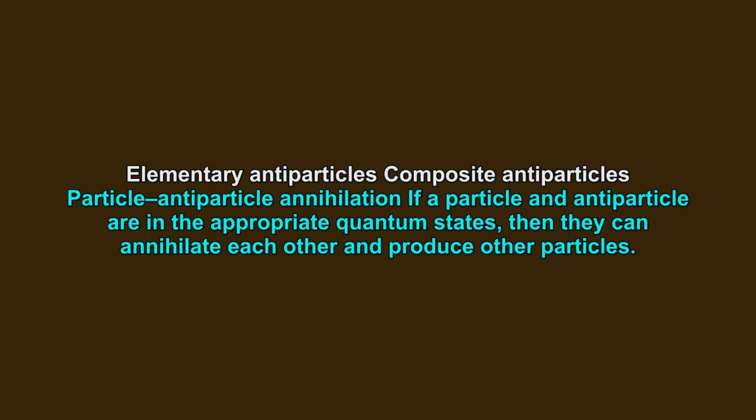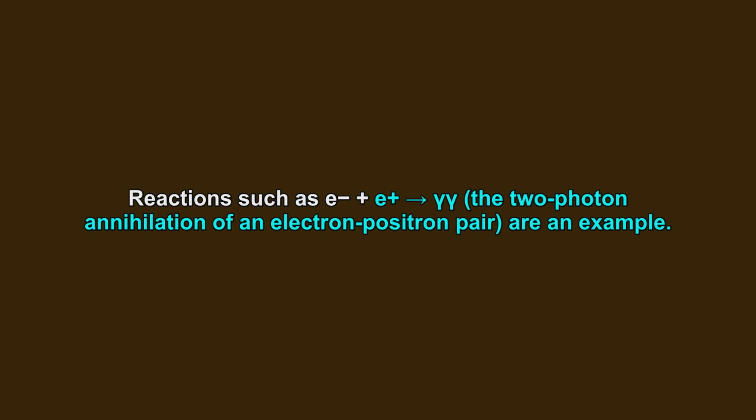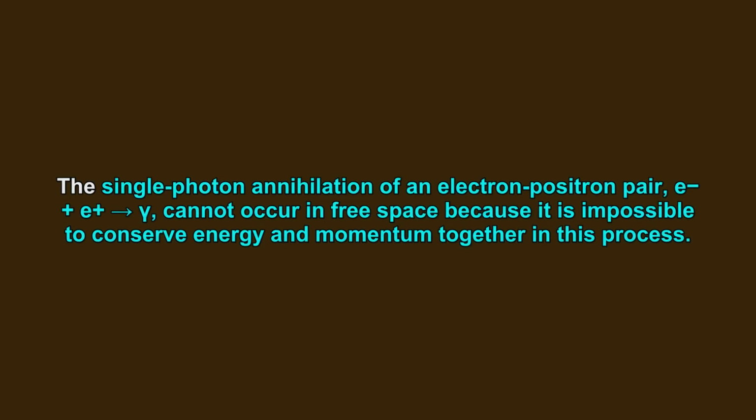Elementary antiparticles, composite antiparticles. Particle antiparticle annihilation: if a particle and antiparticle are in the appropriate quantum states, then they can annihilate each other and produce other particles. Reactions such as e- + e+ → γγ, the two-photon annihilation of an electron-positron pair, are an example. The single-photon annihilation of an electron-positron pair, e- + e+ → γ, cannot occur in free space because it is impossible to conserve energy and momentum together in this process.